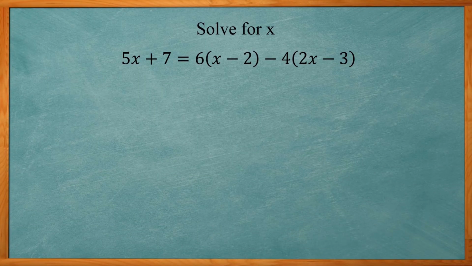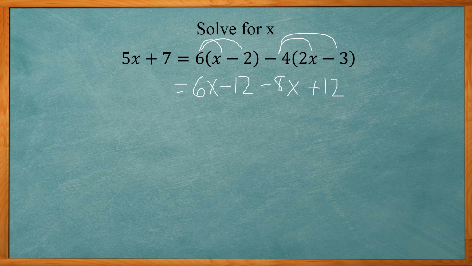Alright, so for this one, they want us to solve for x. In order to solve for x, I need to multiply this all out and get the x's to one side. So if I take this right side here, I need to multiply the 6 times the x and the 6 times the negative 2. That gives me 6x minus 12. And then the negative 4 times 2x and negative 4 times negative 3. That gives me negative 8x and plus 12. I just bring down the 5x plus 7.